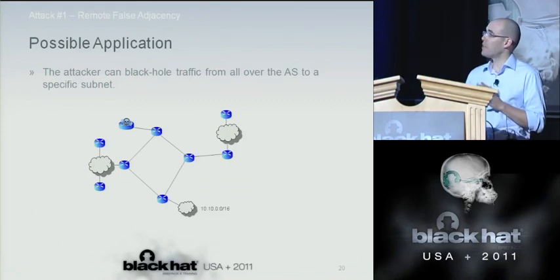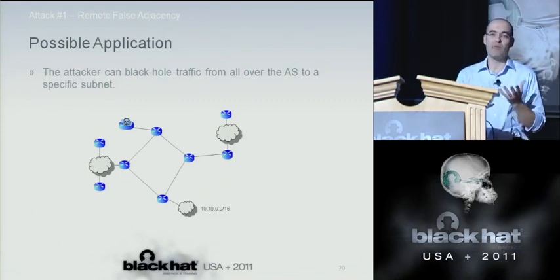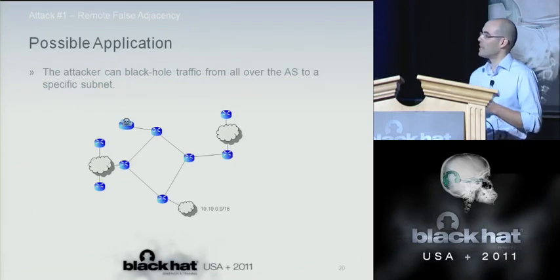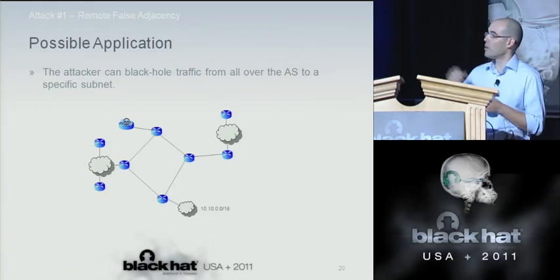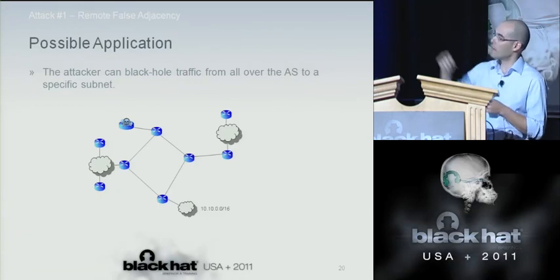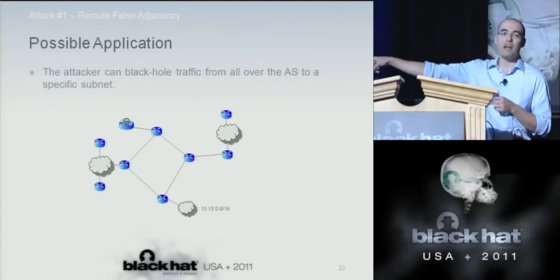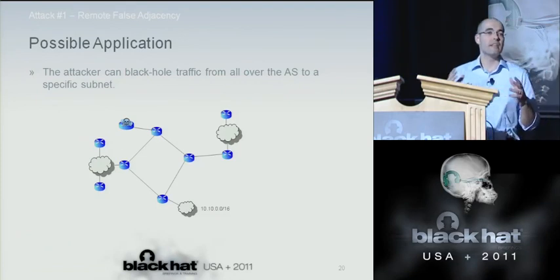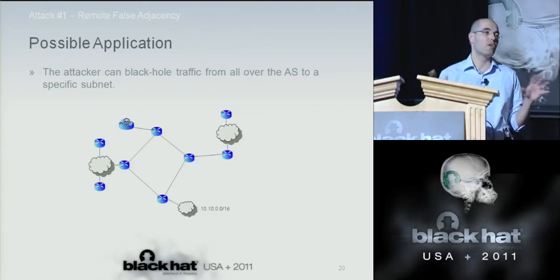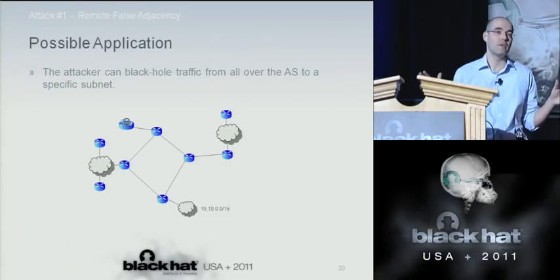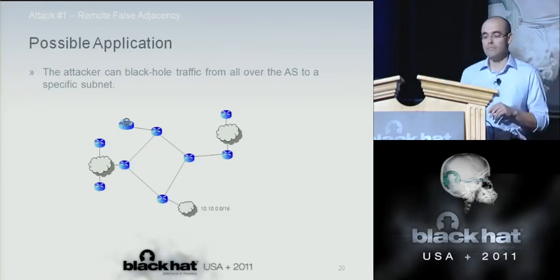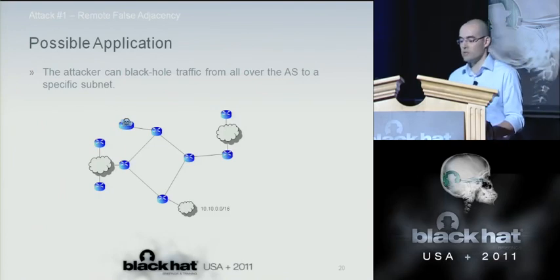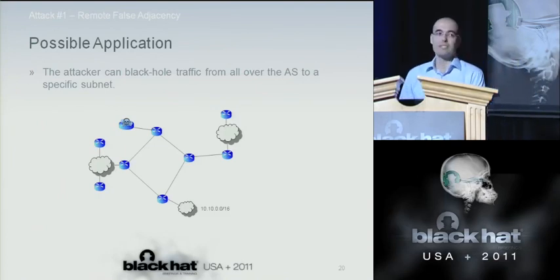Okay, now let's see some possible applications of this attack and what can be done by the attacker using this tool. Let's say this is our autonomous system. We have the attacker up there, and we have a subnet down here. And let's say the attacker's goal is to black hole the entire traffic in the autonomous system destined to this subnet. So let's see what the attacker can do. For example, now we can set up a phantom router on the left side of the autonomous system.